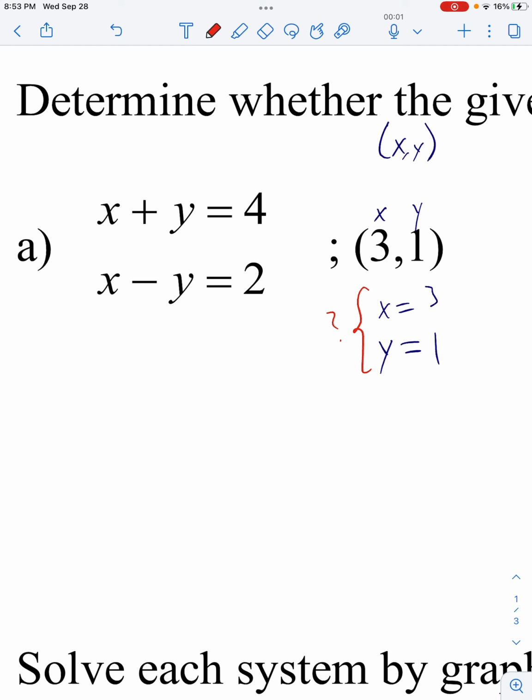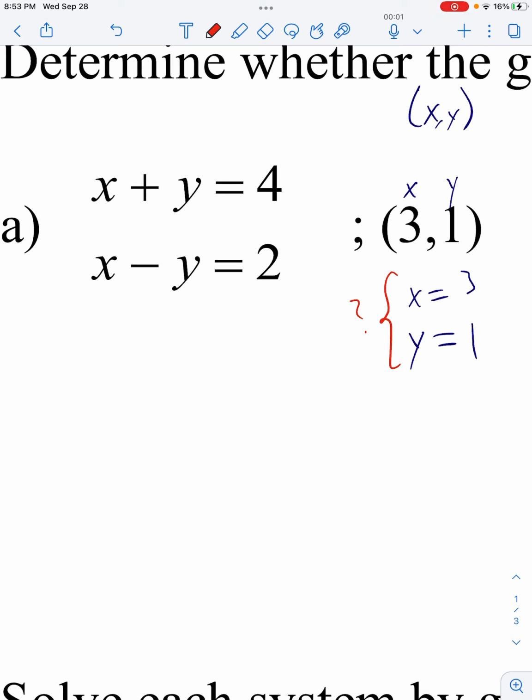What that means is when I take my x here and plug it in for x right here, and when I take my y here and plug it in for y here, and simplify on the left, that should equal my number on the right. Okay, so let's do that. Let's plug in my x, which is 3, and my y, which is 1. So 3 plus 1, and that equals 4. Does that equal 4? Yes. 3 plus 1 equals 4, okay? 4 equals 4. Good.